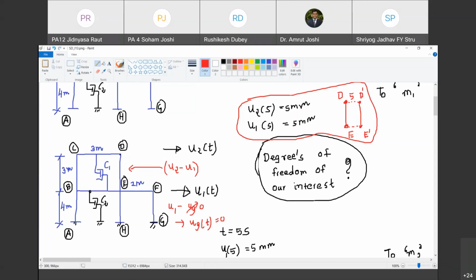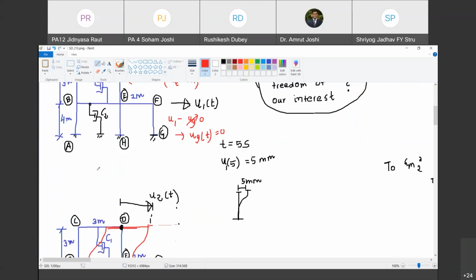Yes, sir. So now tell me, this element C2, what will cause forces in it? So let me take a snapshot of this element C2 at time t. So let us say at time t equal to 5 seconds. Which time have I taken? Time t equal to 5 seconds. I am going to draw this damping element.